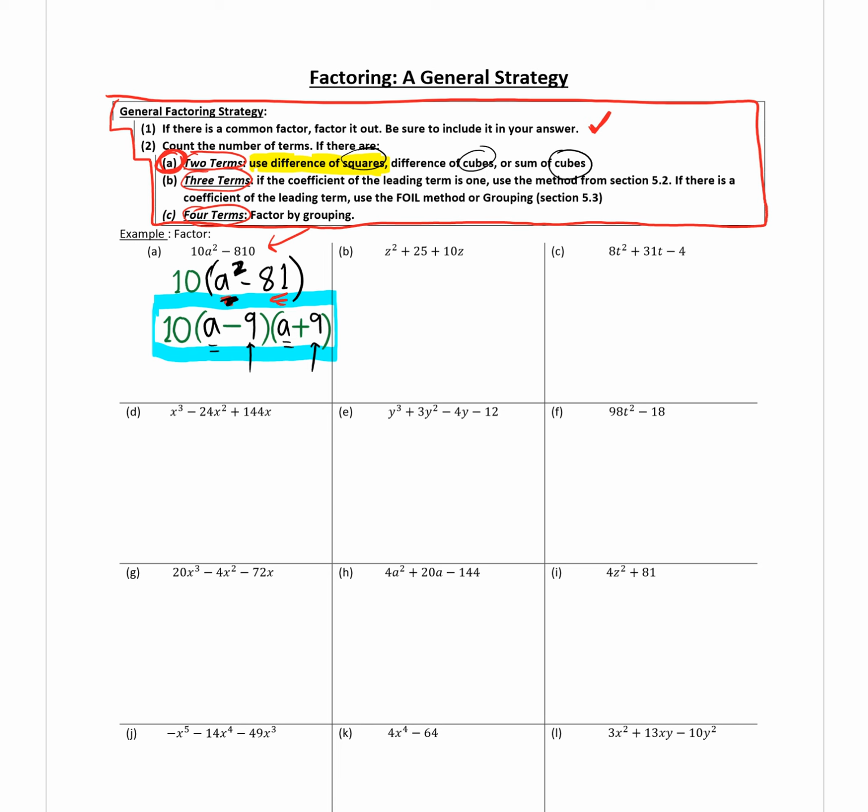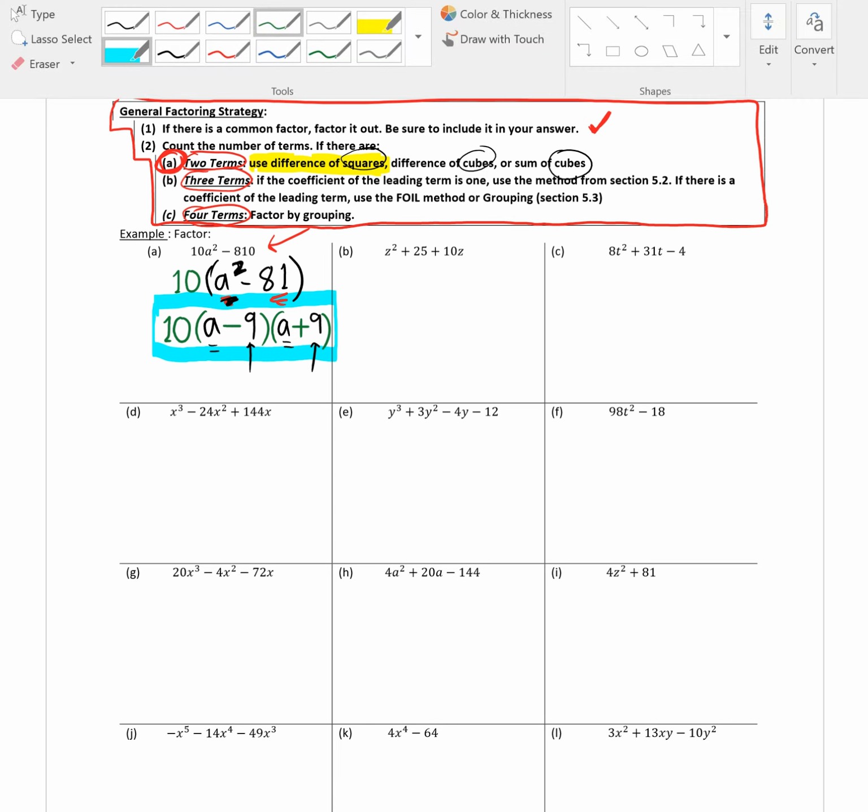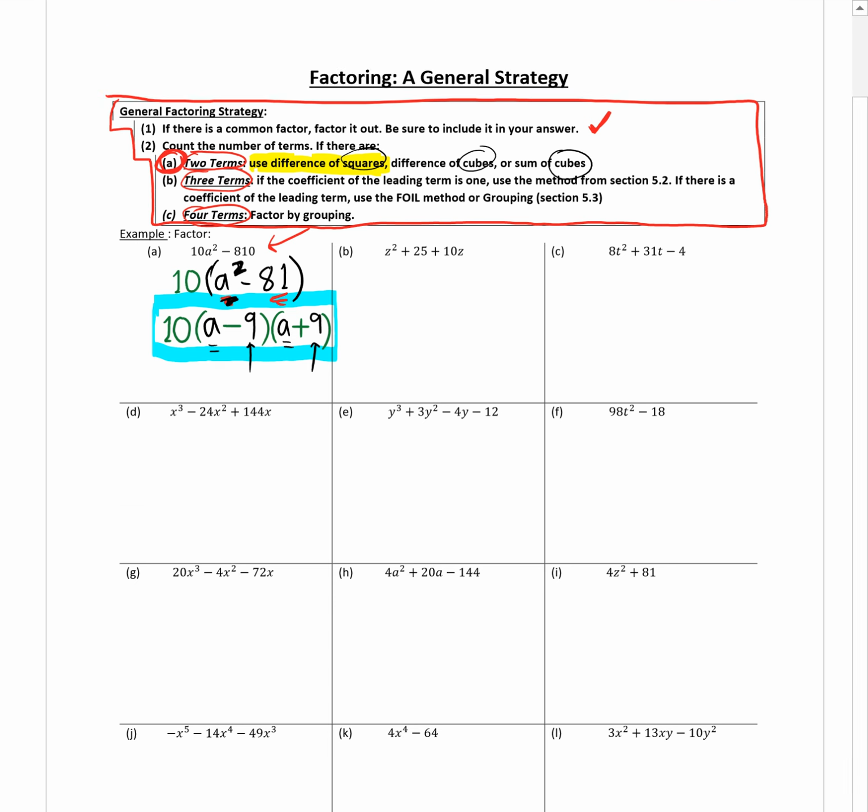So I look at part B, and if I start back in the general factoring strategy at step 1, step 1 says you want to see if there's a common factor. I definitely do not see a common factor.